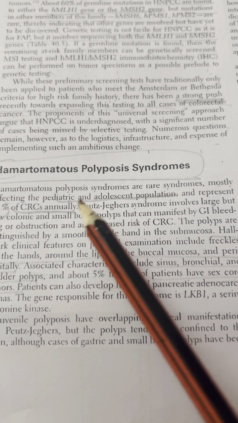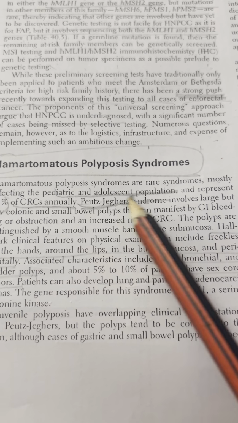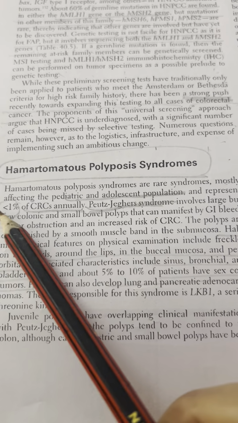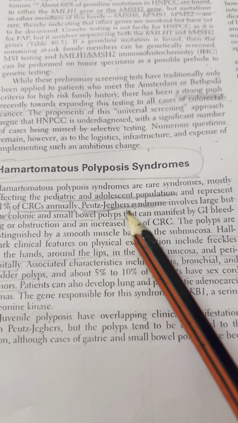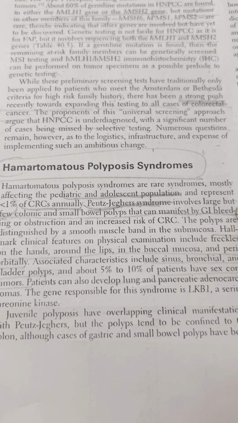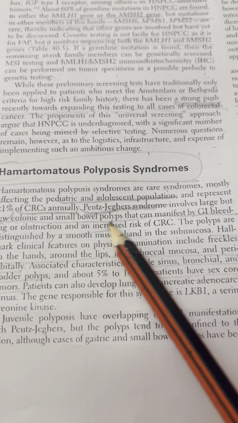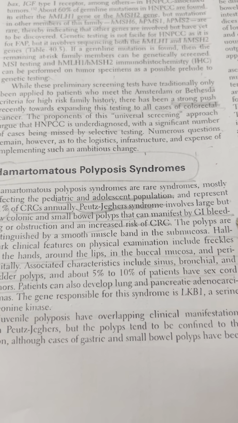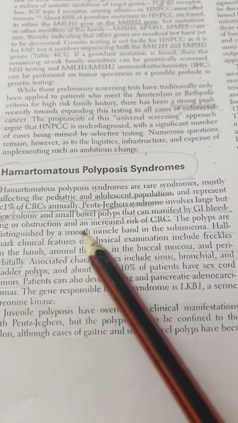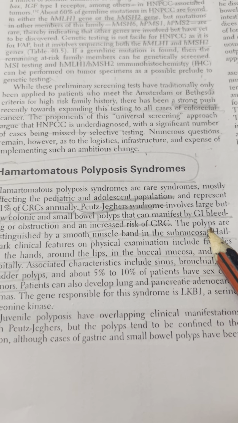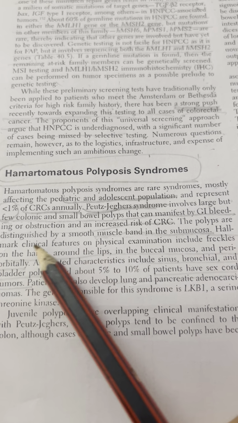The first is Peutz-Jeghers syndrome, which involves large colonic and small bowel polyps that can manifest as GI bleed or obstruction and increase the risk of colorectal cancer. Polyps are distinguished by a smooth muscle band in the submucosa. The hallmarks are the clinical features.